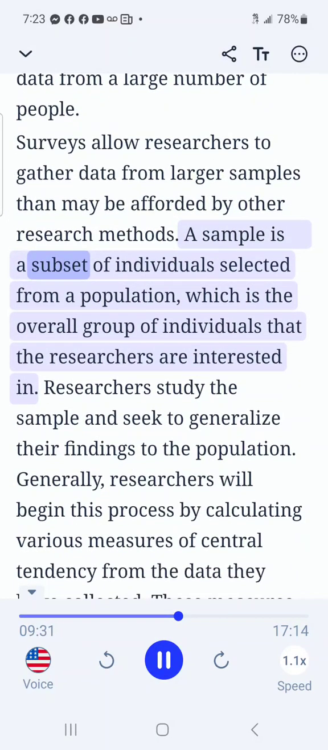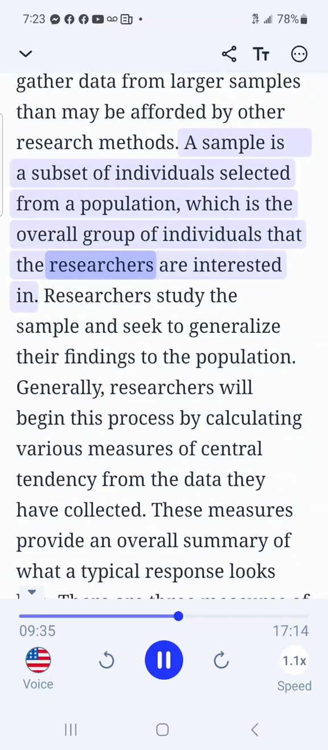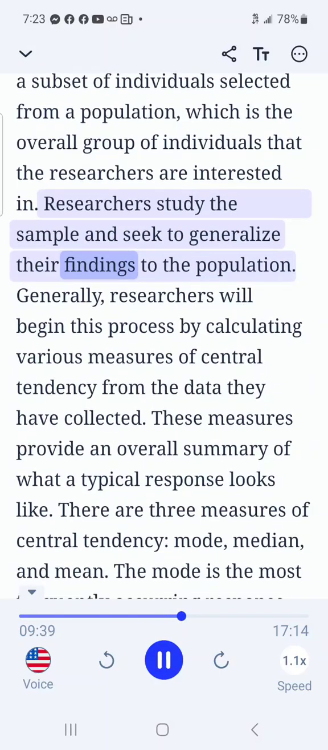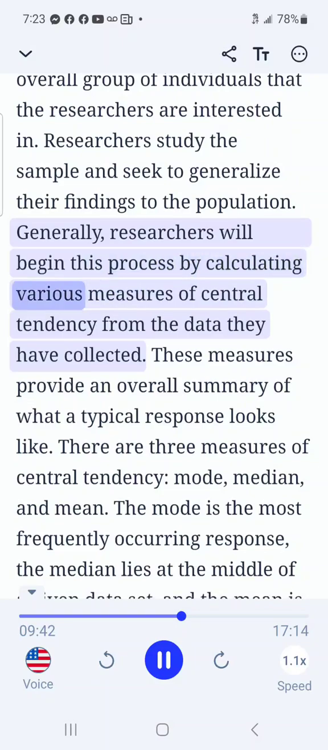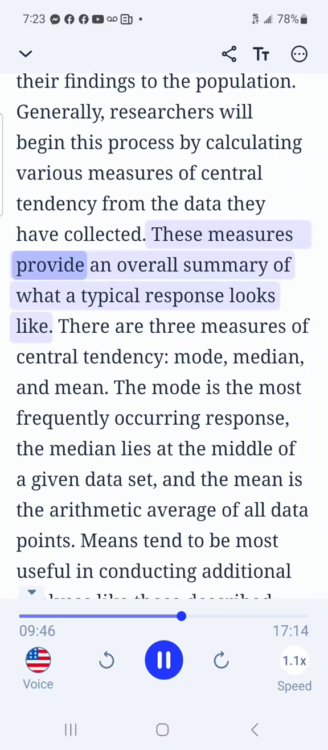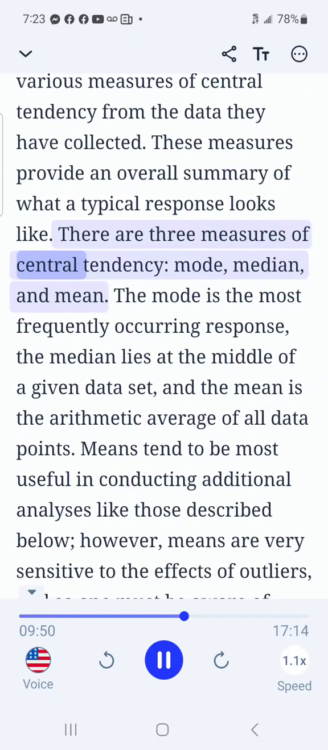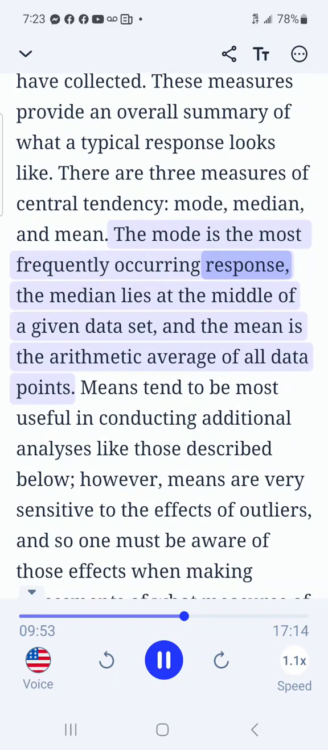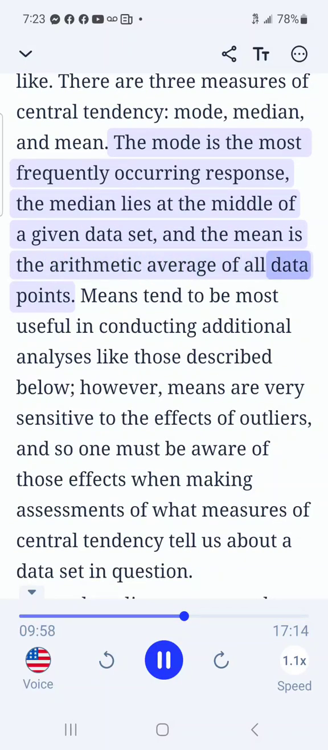A sample is a subset of individuals selected from a population, which is the overall group of individuals that the researchers are interested in. Researchers study the sample and seek to generalize their findings to the population. Generally, researchers will begin this process by calculating various measures of central tendency from the data they have collected. These measures provide an overall summary of what a typical response looks like. There are three measures of central tendency: mode, median, and mean. The mode is the most frequently occurring response, the median lies at the middle of a given dataset, and the mean is the arithmetic average of all data points.